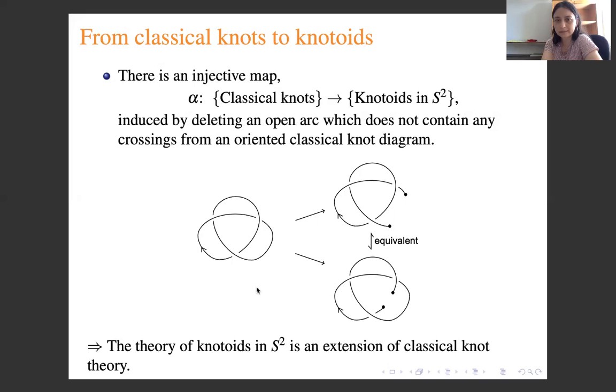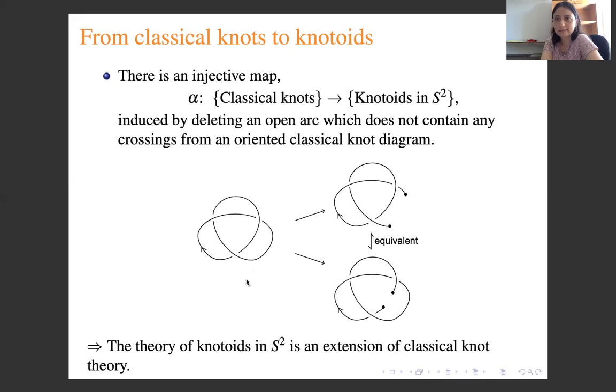We can show that this operation induces a well-defined map when we go to the classes of objects. It wouldn't matter where to cut our diagram, as long as the arc does not contain any crossings, and it wouldn't matter with which knot diagram we start with for the classical knot. So we can show it's a well-defined map.